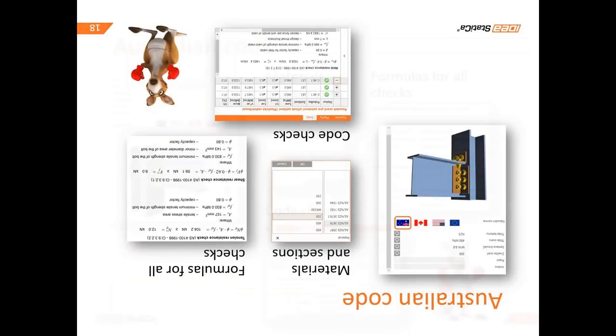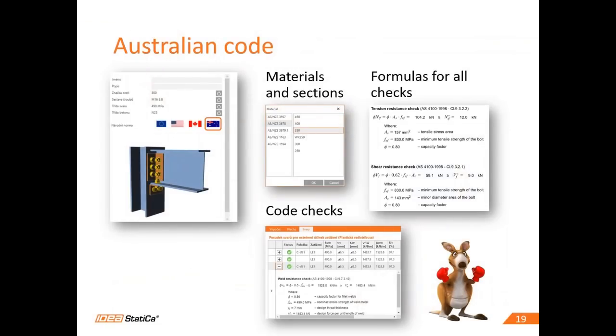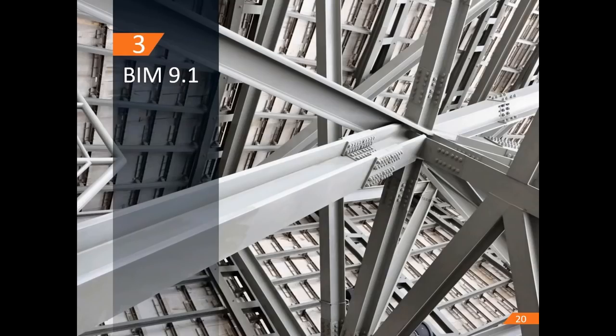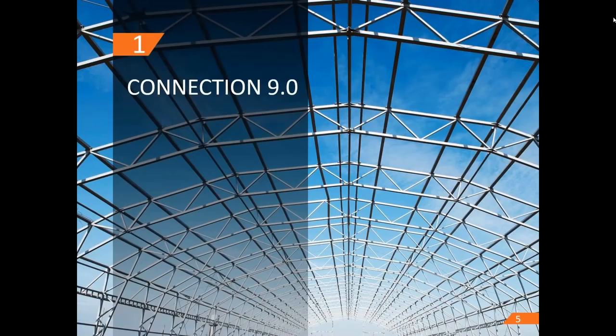Oh, sorry about that. We also implemented an Australian code. We implemented all materials and cross sections like universal columns, universal beams. We implemented all formulas for all checks due to the Australian code, and we offer all checks in the result tables. And now it's a turn for my colleague Martin. Martin, it's your time now.